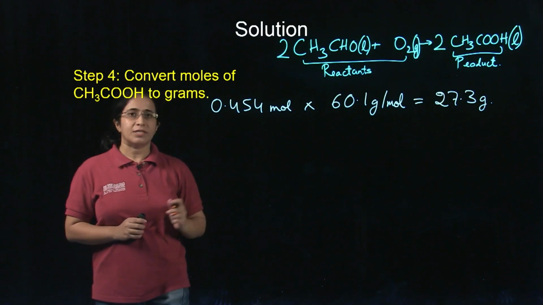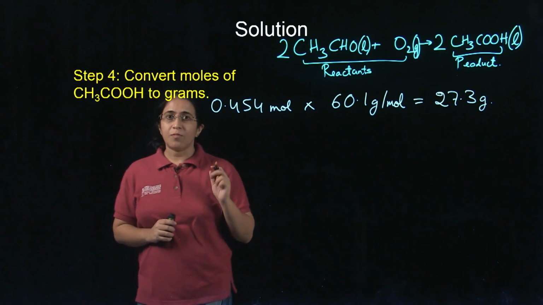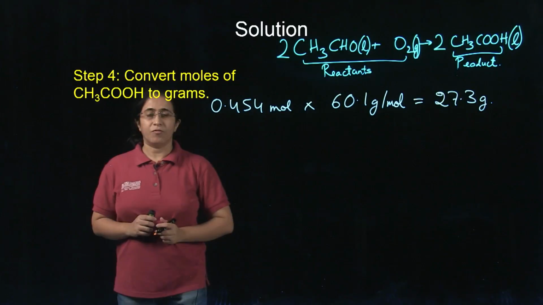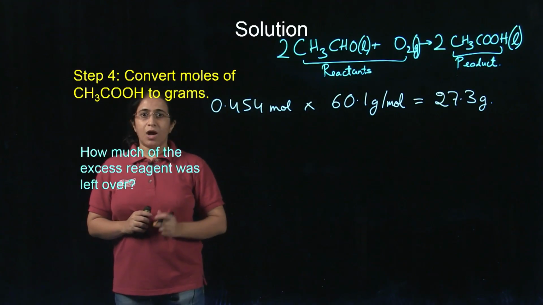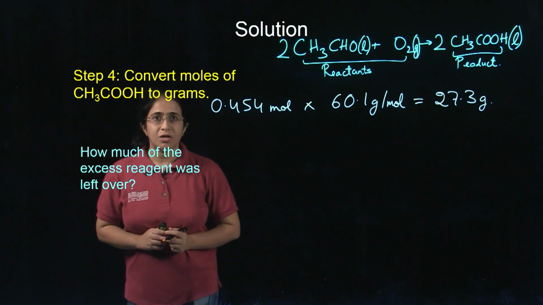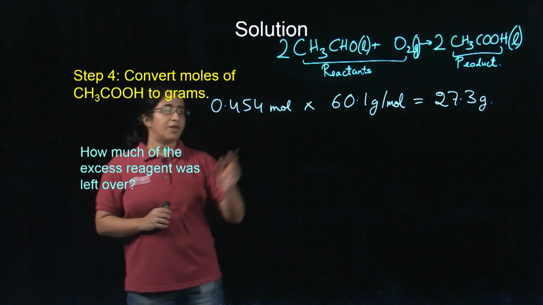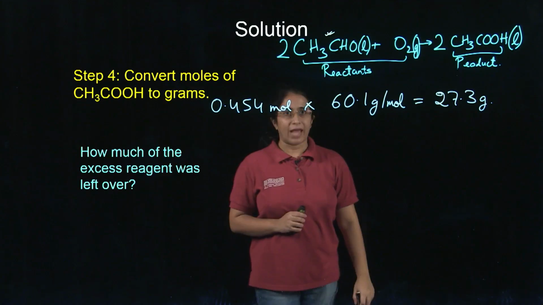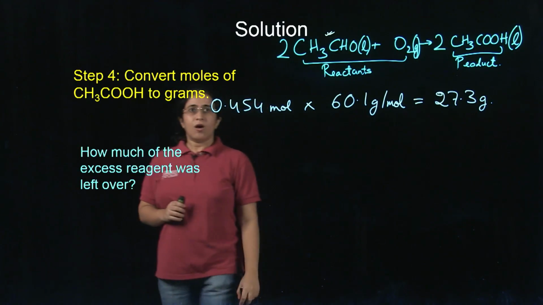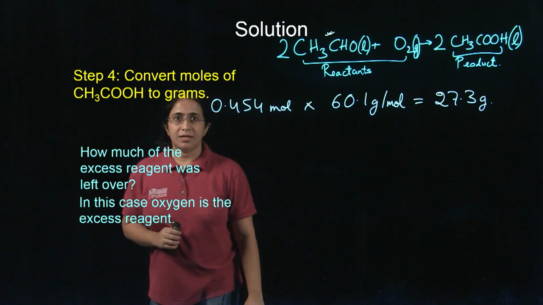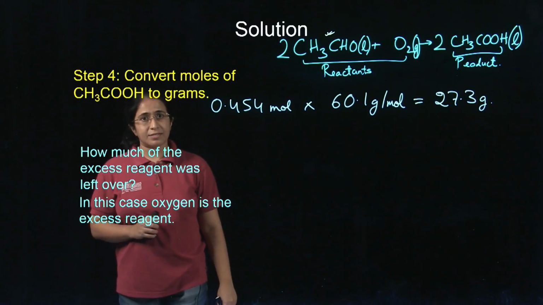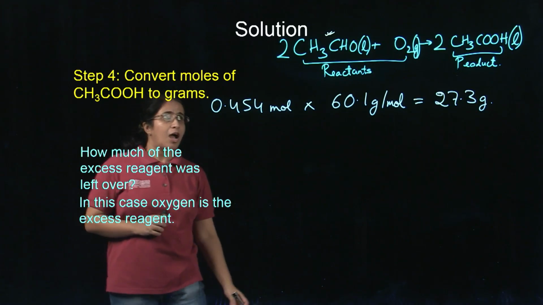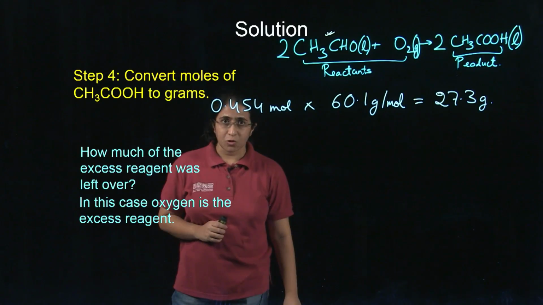Now we are almost towards the end of this problem, but there's one more thing that we need to figure out before we wrap it up. We need to know how much of the excess reagent was left over. Now in this chemical reaction, acetaldehyde was the limiting reactant. So intuitively, oxygen is the reactant that is expected to be present in excess. So the question is, how much of oxygen is left over?